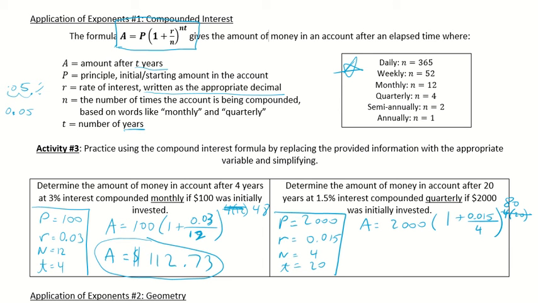So again, in your calculator, take that 1.5%, divide by 4, hit enter, add 1, enter, raise that answer to the 80th power, hit enter, and multiply by 2,000. And the final answer, rounded to the nearest penny, is $2,698.20. Now this time, over that amount of time, we earned a total of $698.20 in interest.